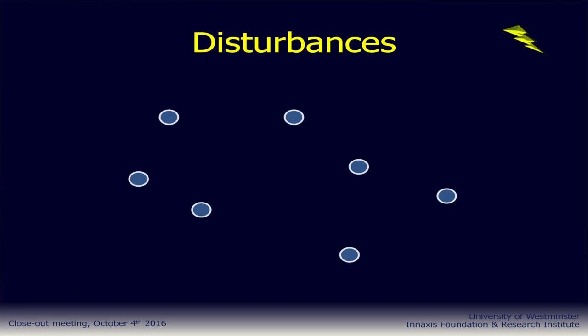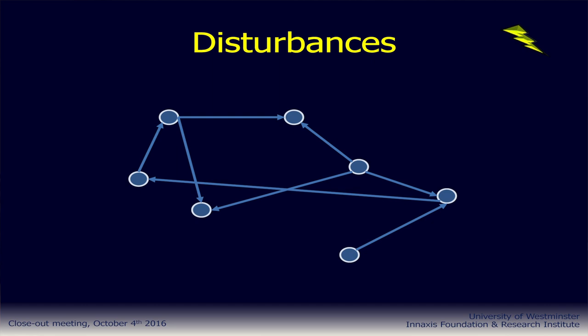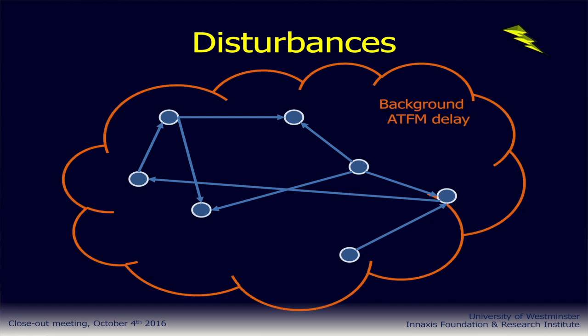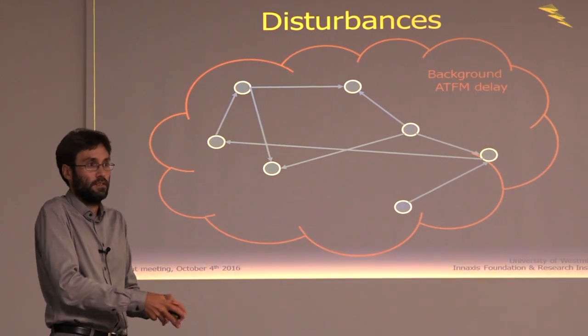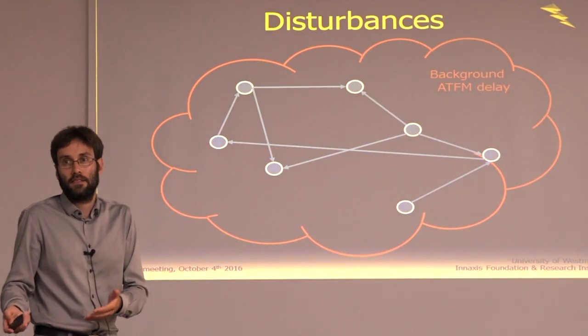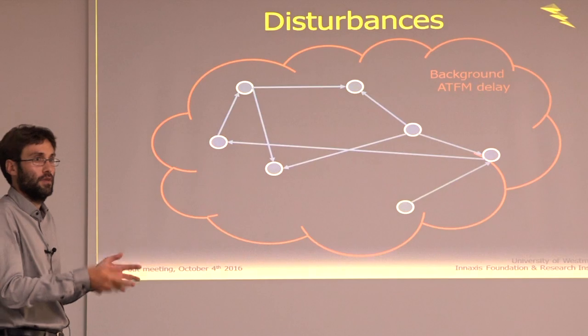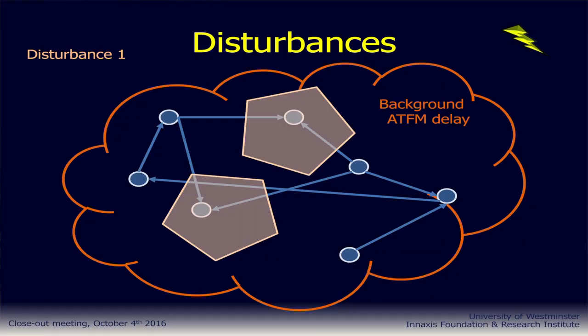Then in terms of disturbances, as we all know, we have the different airports, we have the different flights going through the network, and things are not ideal. We have delay, mainly. What is important is that we have background air traffic flow management delay. In that case, we mean that even if we don't put in a specific disturbance, there is going to be delay in terms of air traffic flow management, and that needs to be captured in the model. Then explicitly, we can model disturbances that are going to have a specific scope in terms of location and duration, and an impact on the flight. So we have 2 different disturbances.